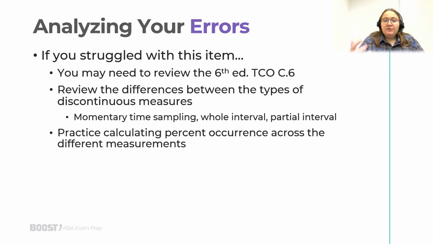So if you got this question wrong or you struggled with this item, you may need to review the 6th edition TCO C.6, reviewing those differences between the different types of discontinuous measures, so between momentary time sampling, whole interval, partial interval, and just practicing calculating percentage of occurrence across those different measurement procedures, even within the same data set.